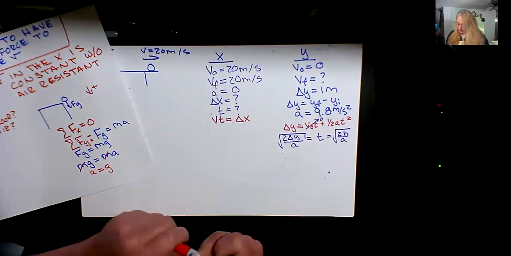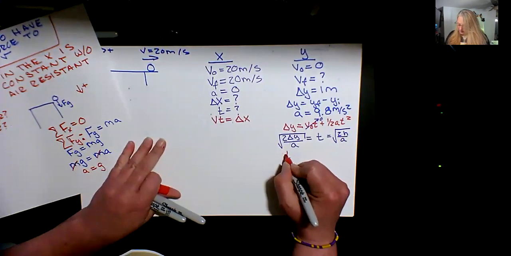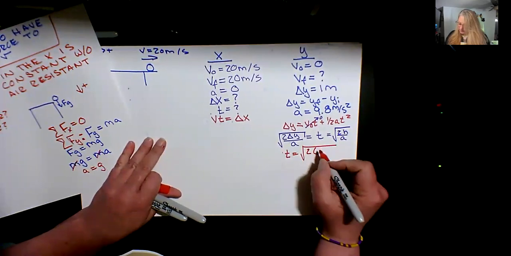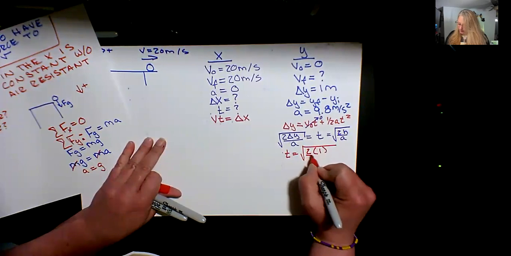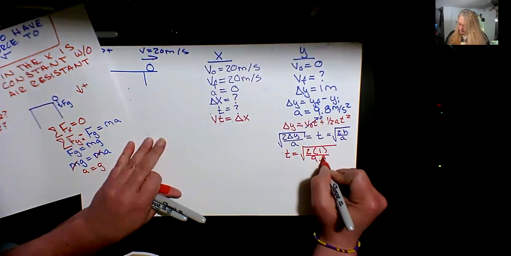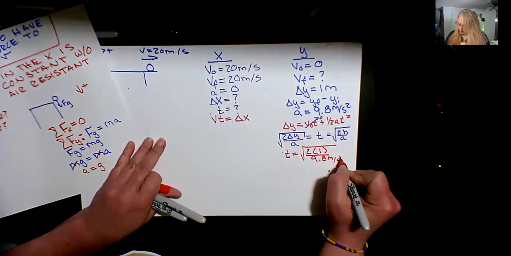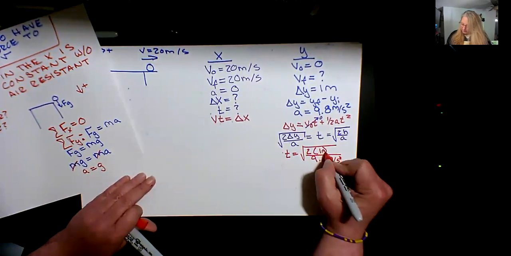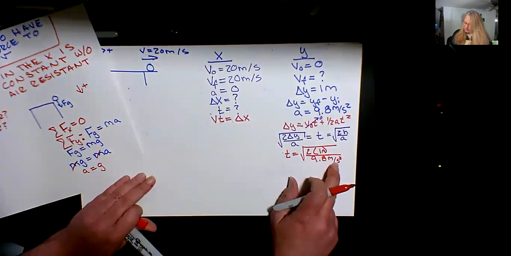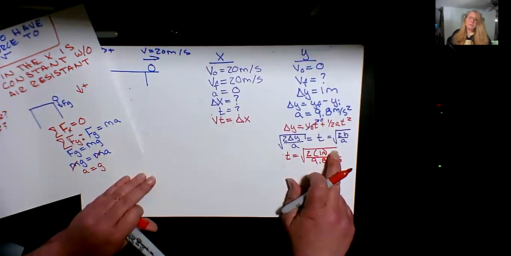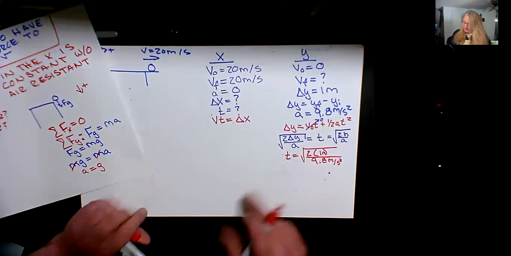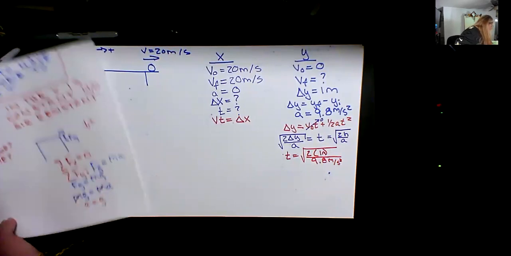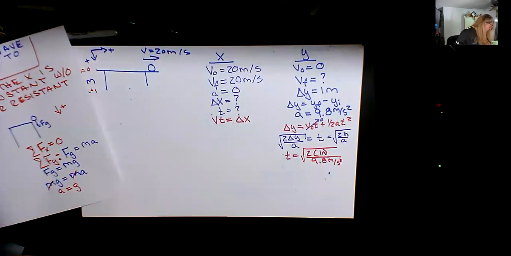So let's throw these numbers in there then. I get that t is the square root of 2 times my delta y, which is 1, divided by 9.8 meters per second squared. So if I look at this, 1 has a meter in it. I should put the units in there. The meters cancel out. The seconds pops up top. Take the square root of it. That gives me just a second. So that is in terms of seconds. Well, I'll just crunch it out.